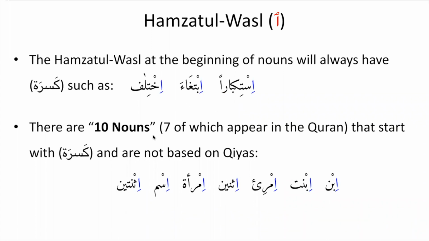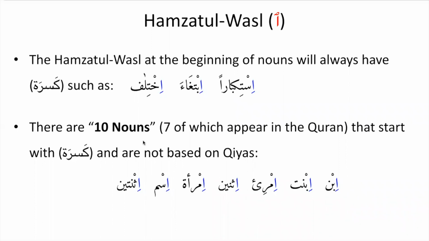And then in the science of Nahu, there is a group of words known as the 10 nouns, al-asma'ul ashara. The grammarians say that these 10 nouns have kasra at the beginning of them, not based off of qiyas. So these words up here, these nouns are based off of qiyas. They have a specific wazn, a specific scale they're supposed to fit. So for example, istikbaron, istif'al, this has to have kasra at the beginning. But these nouns, they're not part of any qiyas scale, but they have just been heard from the Arabs to begin with kasra.